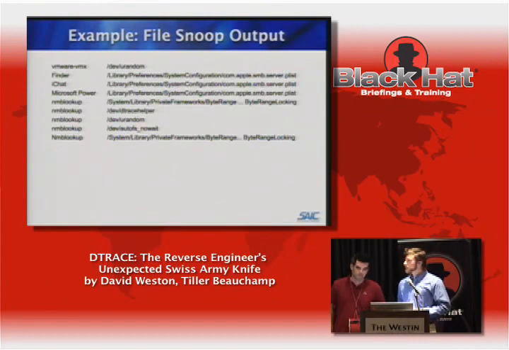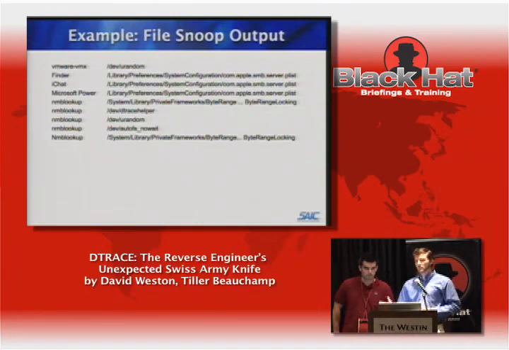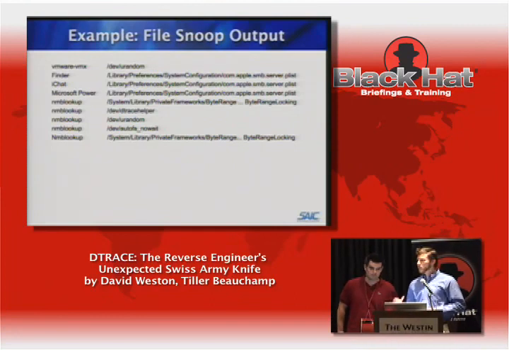You can see that on the left there's various applications that are running and what files they're opening. So iChat's opening a plist configuration file. VMware is accessing dev random. So this would be interesting if you're trying to trace an application that's maybe suspected malware. You want to see what it's touching on your file system.